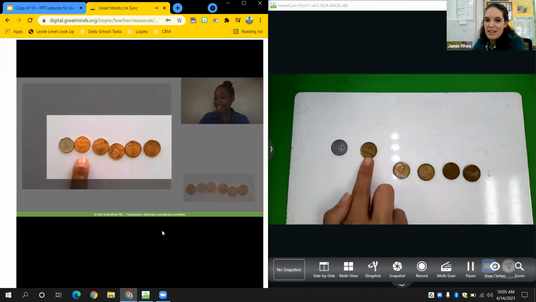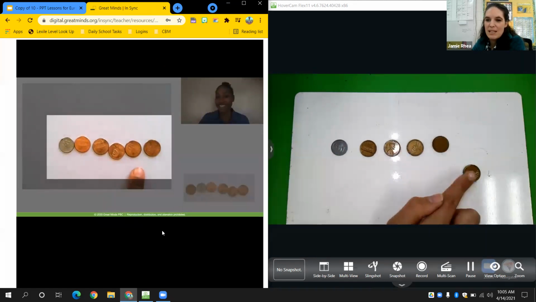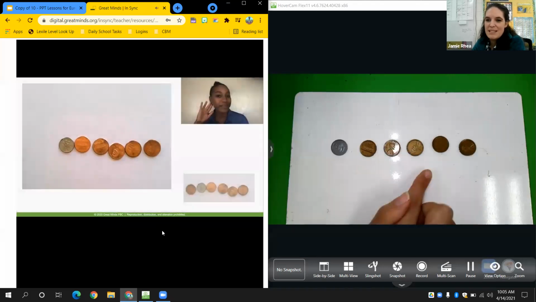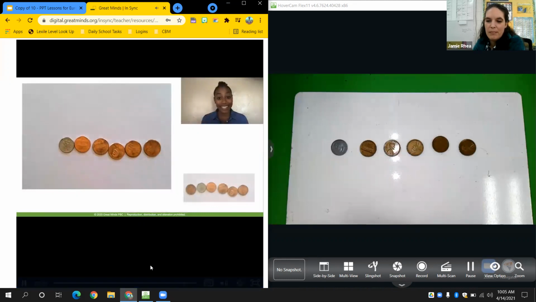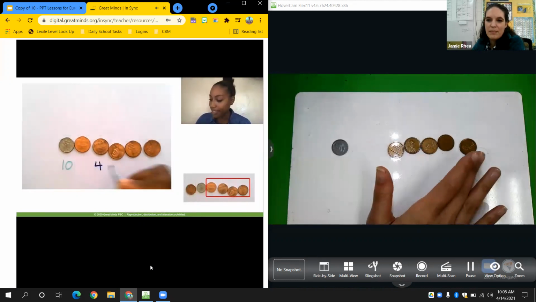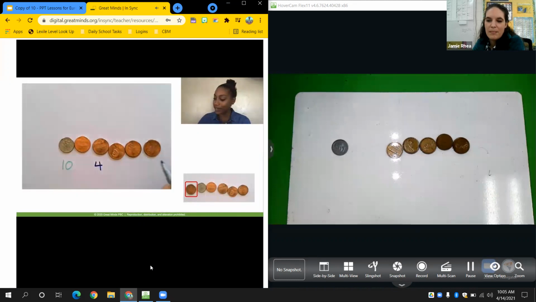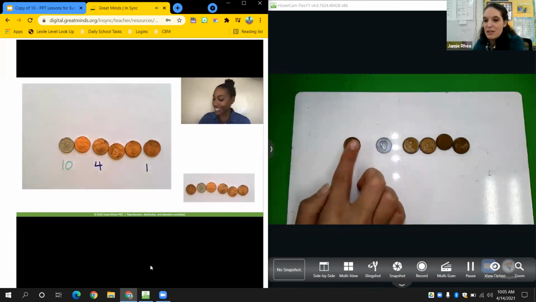Let's count. 10, 11, 12, 13, 14, 15. How much money is here? 15 cents. 15 cents. Awesome. Grouping the coins together like that made it so much easier. Now I can clearly see my 10 plus the 4 pennies I had plus the 1 penny I had. Remember that 1 penny was over here. All together.